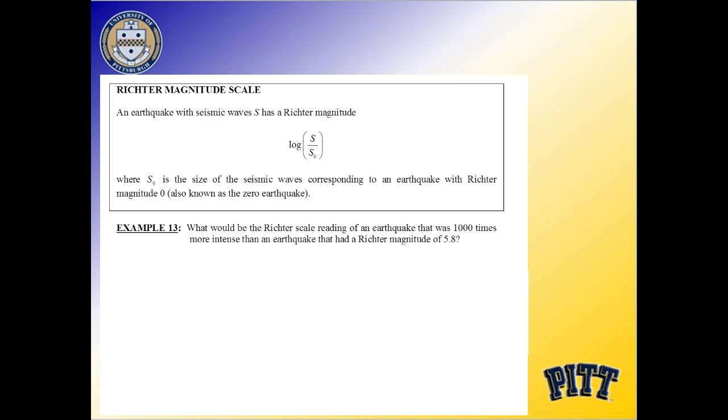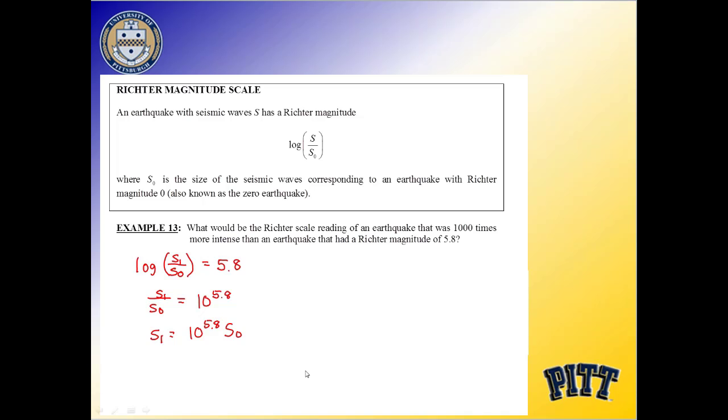So when we look at example 13, what would the Richter scale reading be of an earthquake that was 1,000 times more intense than an earthquake that had a Richter magnitude of 5.8? We have to break it down. I'm going to take that 5.8 reading as my first earthquake, S1 over S0. So the log of S1 over S0 equals 5.8, which means S1 over S0 is 10 to the 5.8 power, which means S1 is 10 to the 5.8 power times S sub 0.